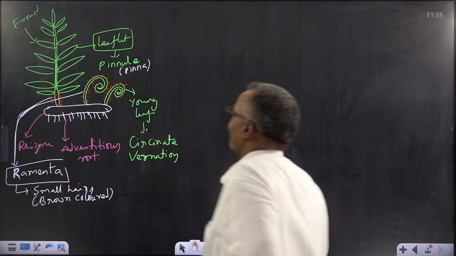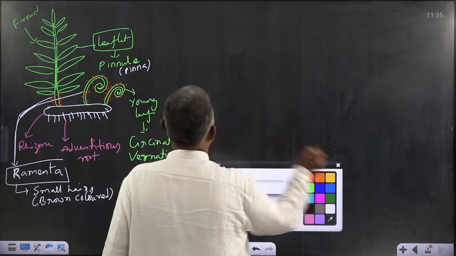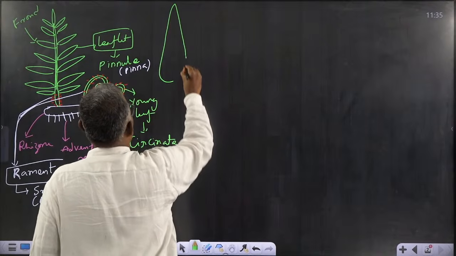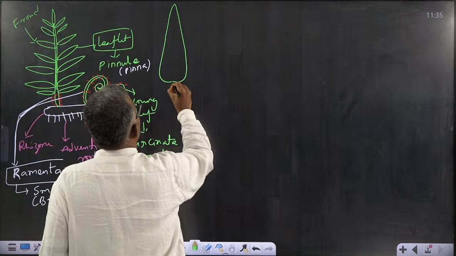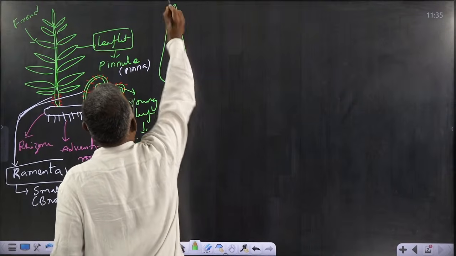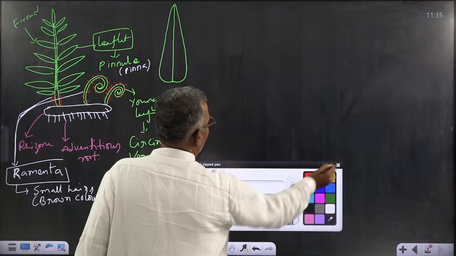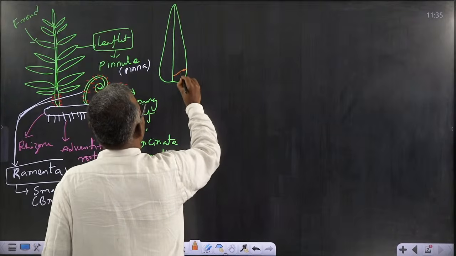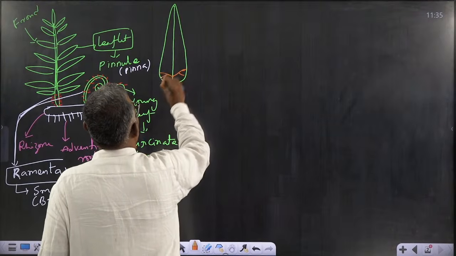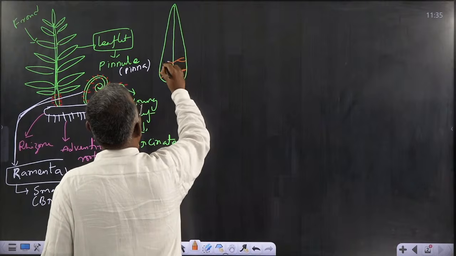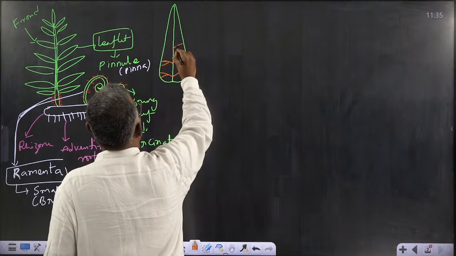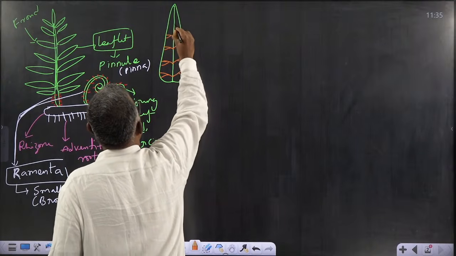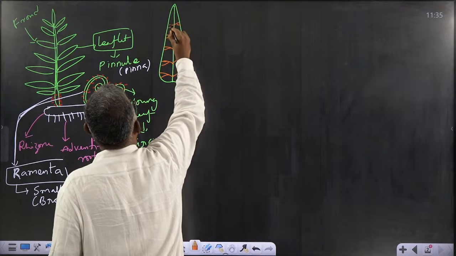Now let me explain about these leaflets. When it comes to the leaflet, look here. This is the leaflet. This is a central midrib. Every leaflet will have a central midrib. Now this midrib forms lateral veins. What? Lateral veins. Look carefully at the diagram. You can check the lateral veins here.